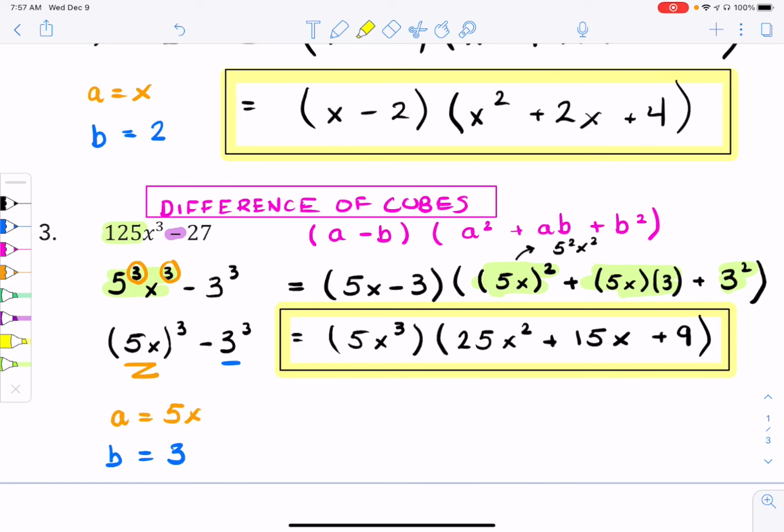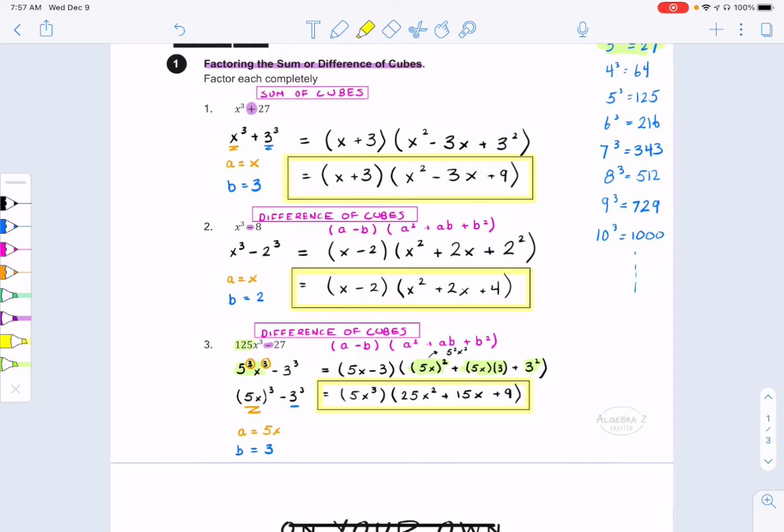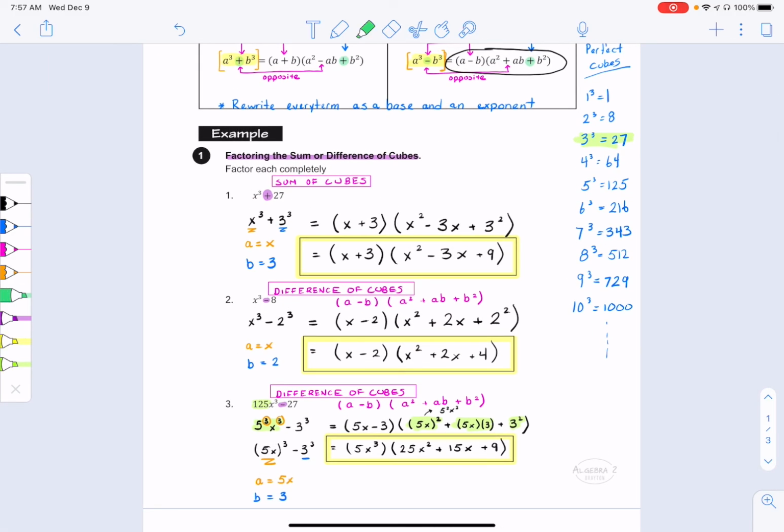Okay, so to recap, you identify if you're starting with an addition or a subtraction sign, and then that identifies whether or not you're dealing with sum of cubes or difference of cubes. And then you substitute it into the formula that's written at the top of the page. Last step is to simplify. Make sure you always start with numbers that are a base and an exponent of 3.